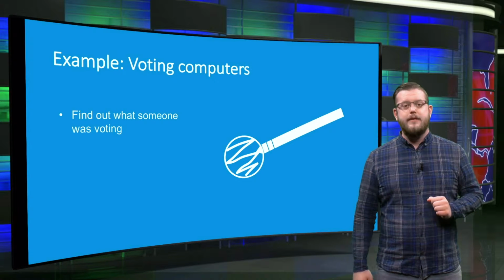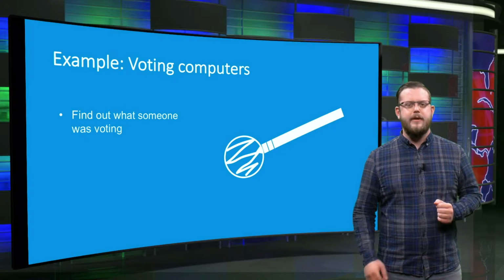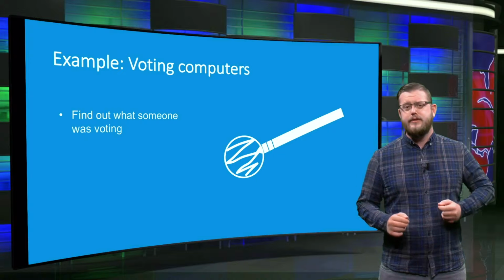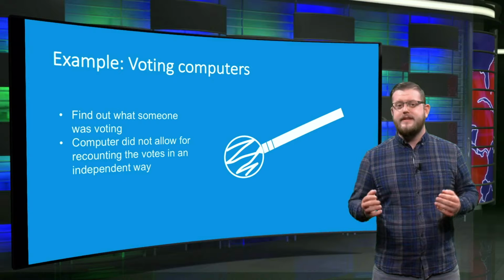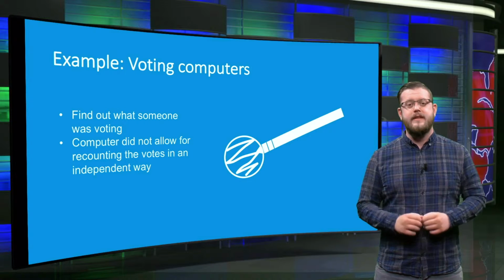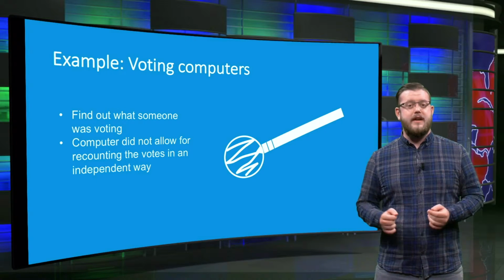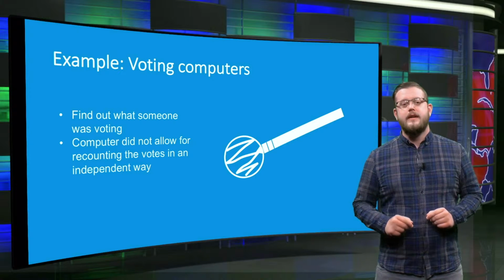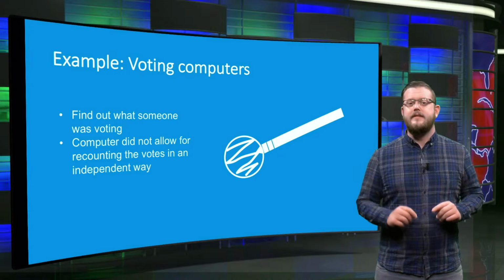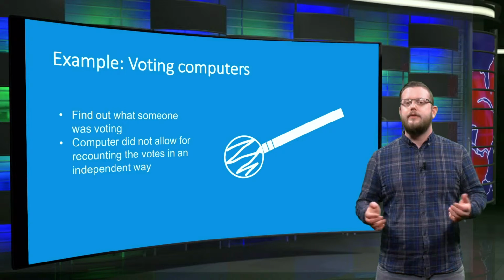First, it turned out that you could find out what somebody was voting by analyzing the radiation that was transmitted during voting. And second, the voting computers did not allow for recounting the votes in an independent way. One just had to trust the computer algorithm. This was against the Dutch law, and thus the technology failed because it did not meet certain ethical and social requirements.